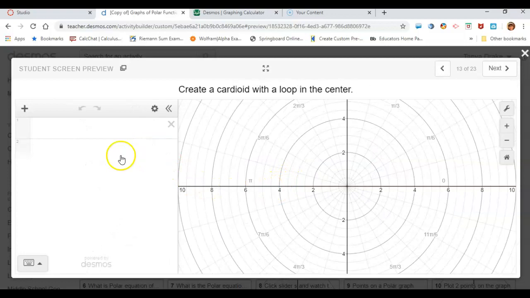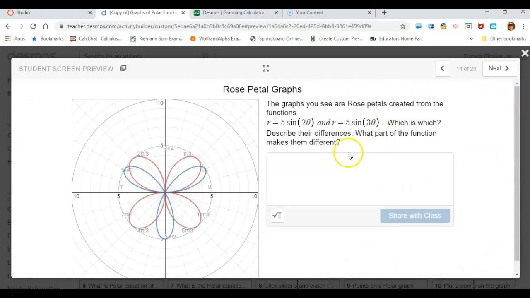The next graph is for them to create their own cardioid with a loop in the center. And then this is the test to see if they know where to put the larger number to create the loop. Hopefully they know that the larger number should be B.